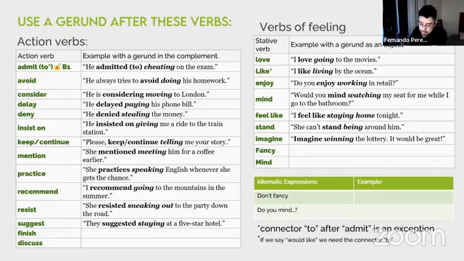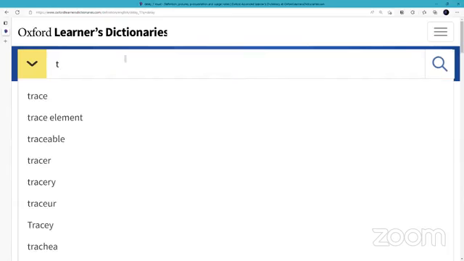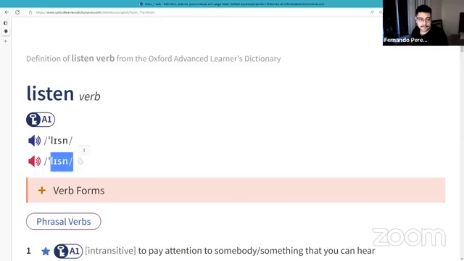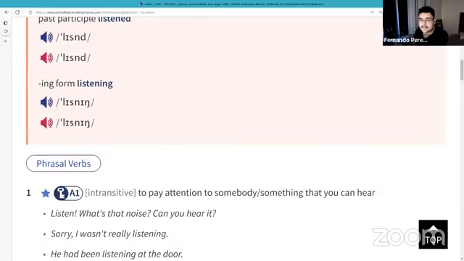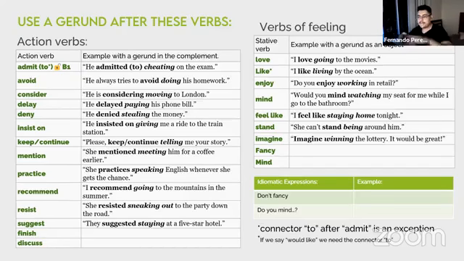My sister admit listening to music of Bad Bunny. Listening. The T doesn't sound. Listen. You see? ING. Listening. My sister admit listening to music of Bad Bunny when she gets back at the school. Excellent. Now everything is perfect. Now, are we talking in present? Is it every day? Or is it right now? Is it in future? Is it in past?